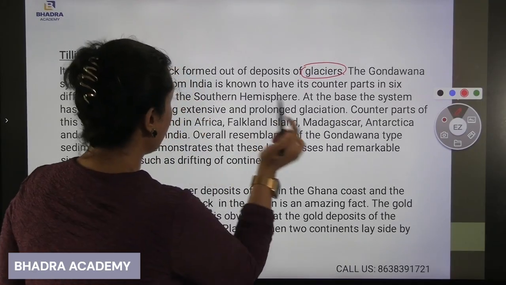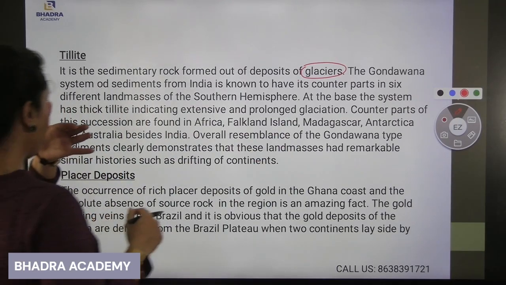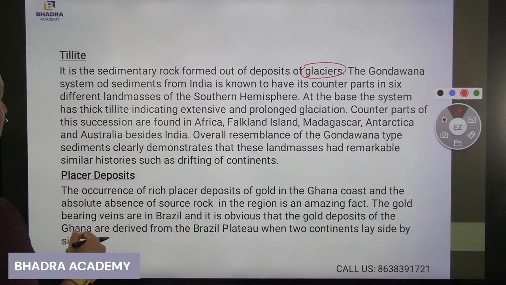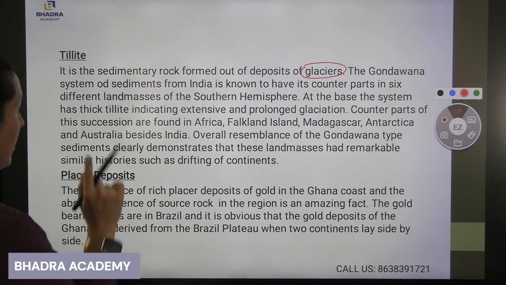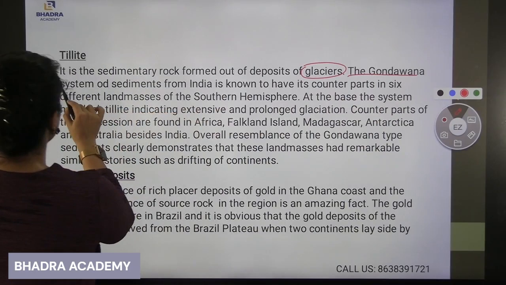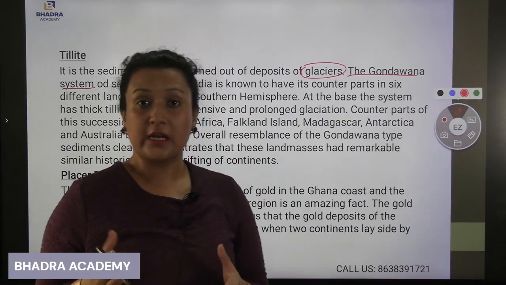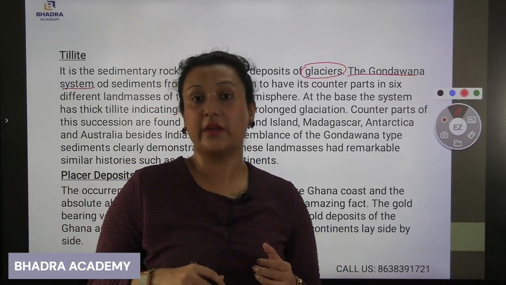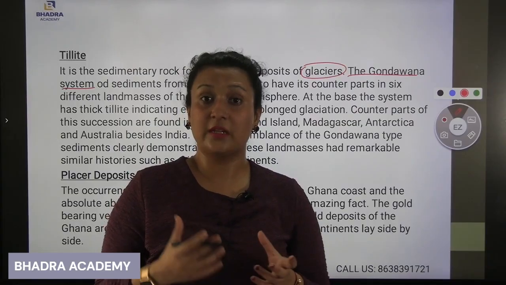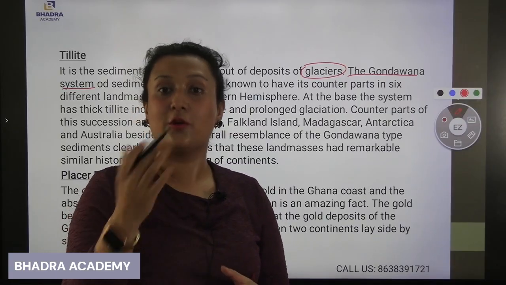It is a glacial rock first of all, and second, the Gondwana system and the sediments from India are known to have their counterparts in 6 different land masses of the southern hemisphere. At the base, the system has thick tillite indicating extensive and prolonged glaciation. Here we will be understanding about Gondwanaland. The southern part is known as Gondwanaland, and some of its characteristics actually match with parts of India, which means the glacial rock formations we have discovered have the same characteristics.